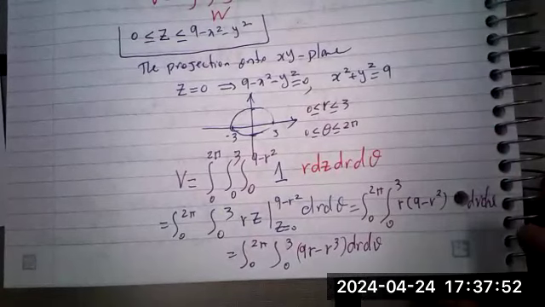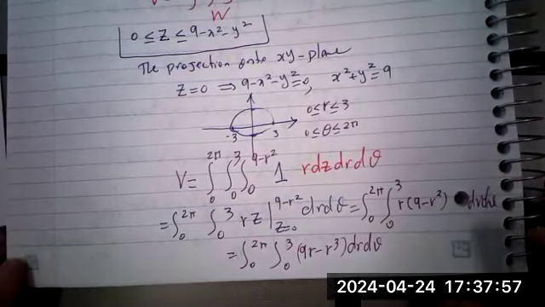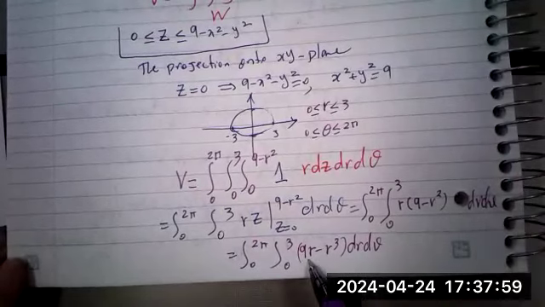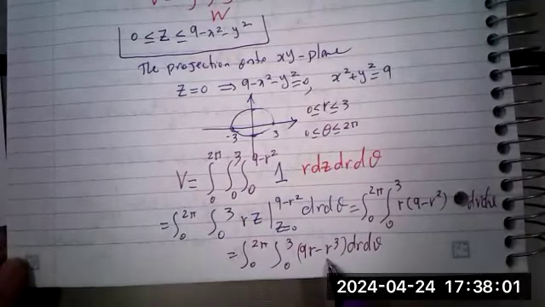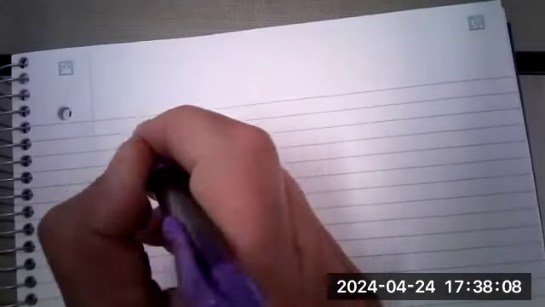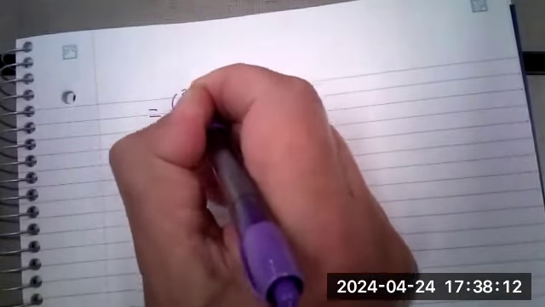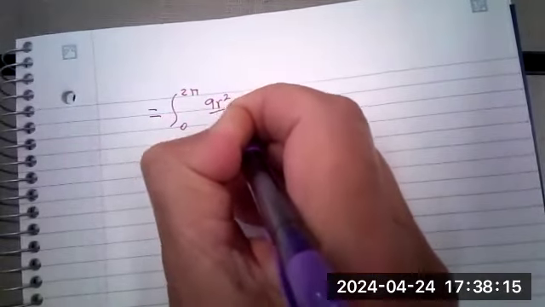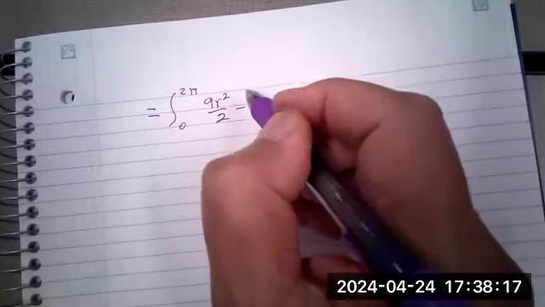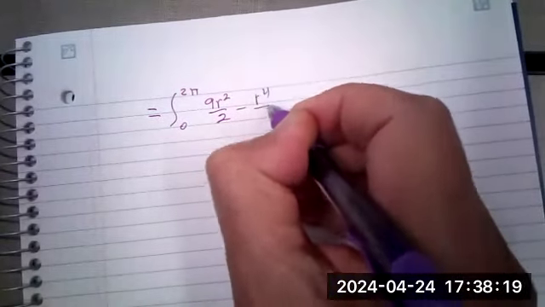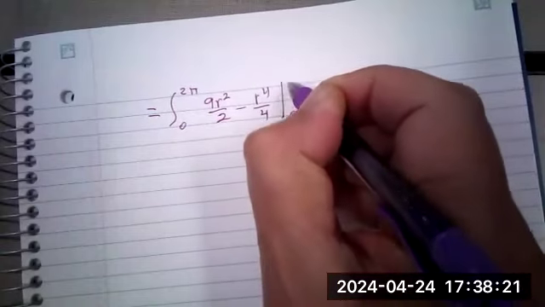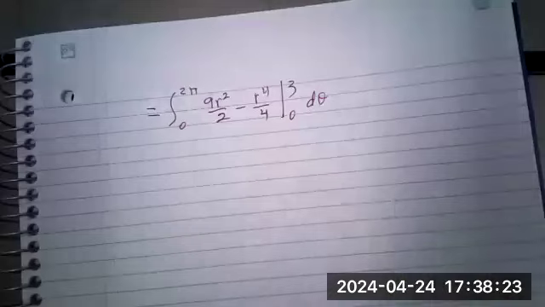Okay, integrate with respect to r. These are all just numbers, substitute the result. So I integrate this one, 9r squared over 2 minus r to the 4th over 4, and just substitute those numbers. So it's going to be equal to the integral from 0 to 2 pi. That gives me 9r squared over 2 minus r to the 4th over 4, going from 0 to 3, then d theta.